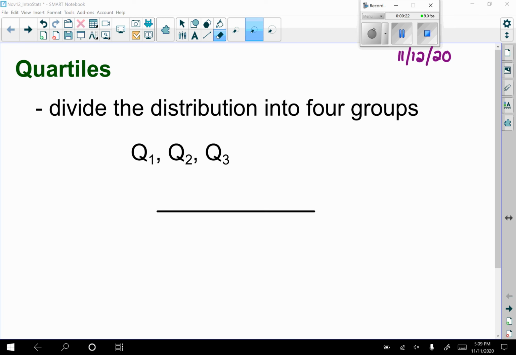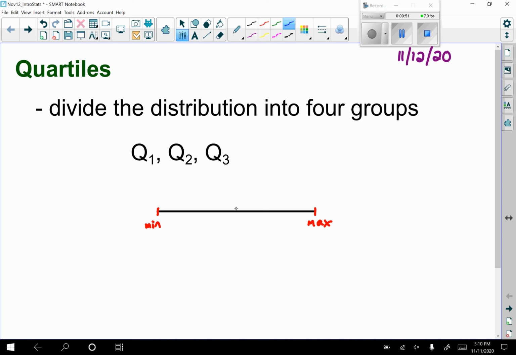So what we're going to start with today are quartiles. Now, where percentiles divide our data values into 100 equal parts, quartiles divide our data into 4 equal parts, or 4 groups. And we denote this as just Q1, Q2, and Q3. So we're going to have our min at one end and our max at the other, and then we're looking at just 4 equal groups.